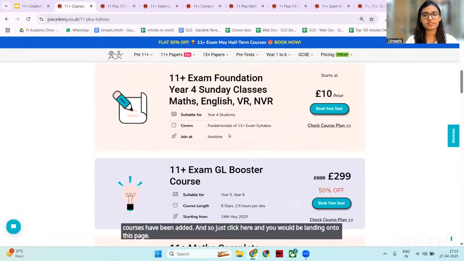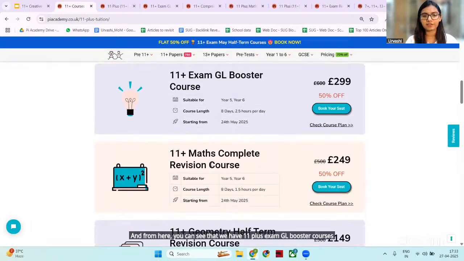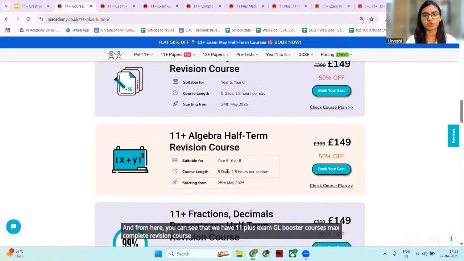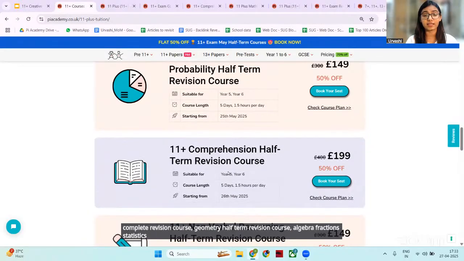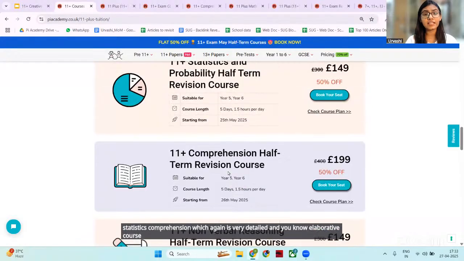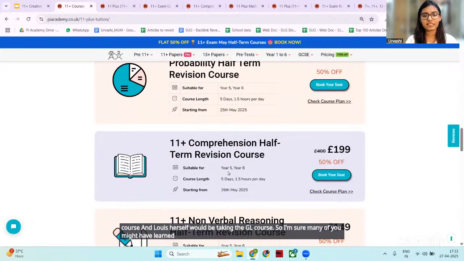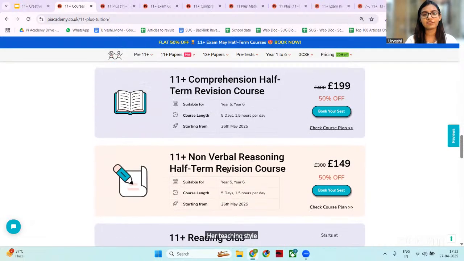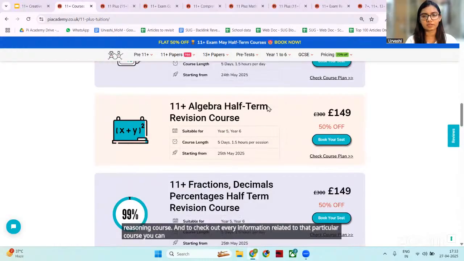From here, you can see that we have 11 plus exam GL booster courses, a maths complete revision course, geometry half-term revision course, algebra, fractions, statistics, and comprehension, which again is a very detailed and elaborate course. Louis herself will be taking the GL course, so I'm sure many of you have loved her teaching style. We have also launched the non-verbal reasoning course. To check out all the information related to a particular course, you can click on any of these buttons.